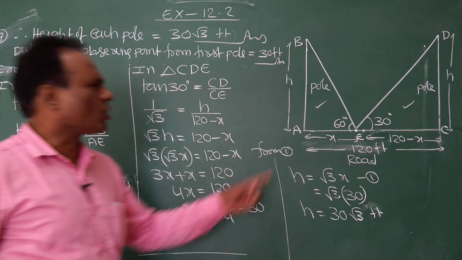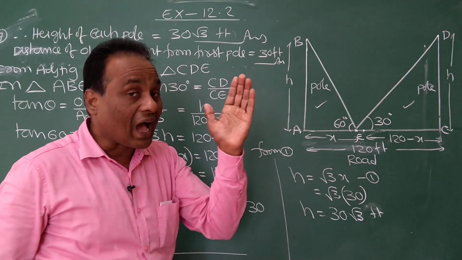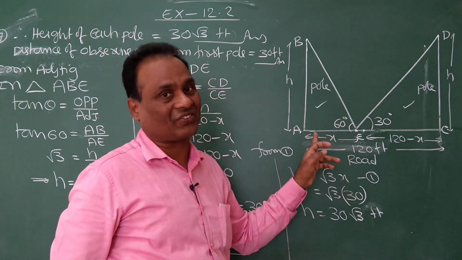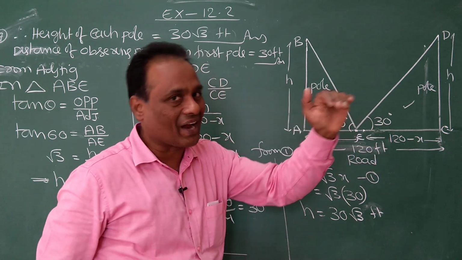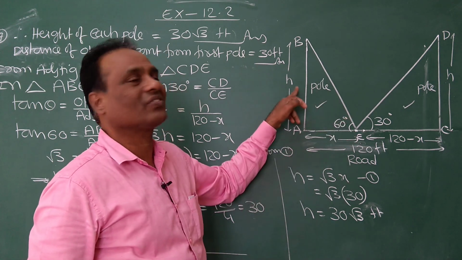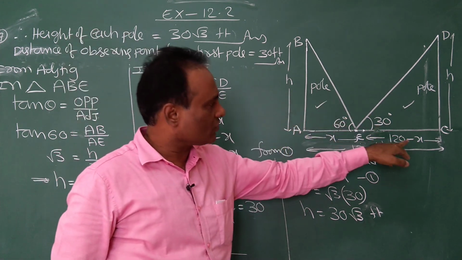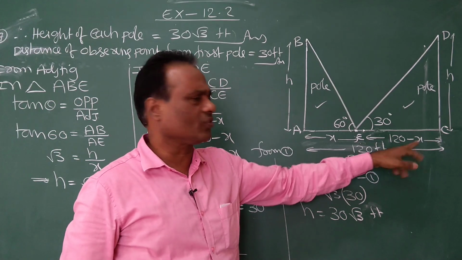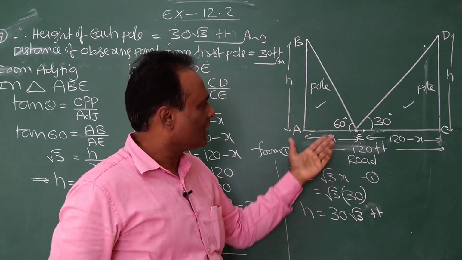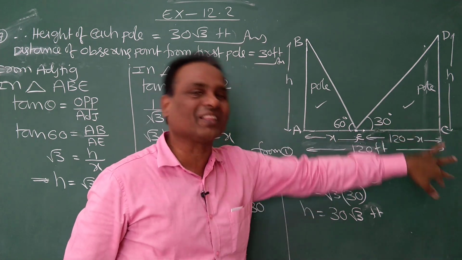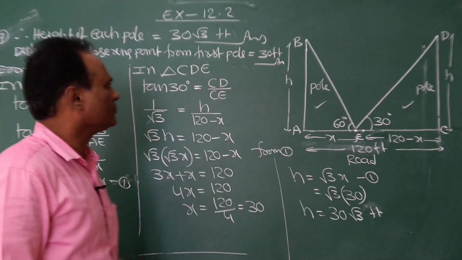Why am I calling this the first pole? Because of the first angle. What angle is given? 60 degrees is given first, next 30 degrees. So in the same order, 60 degrees means first we have seen this pole. So this distance is 30. We can write this distance also: 30 feet from one pole. What will be the remaining distance? 30 means 90 feet from the other pole. You can write both.